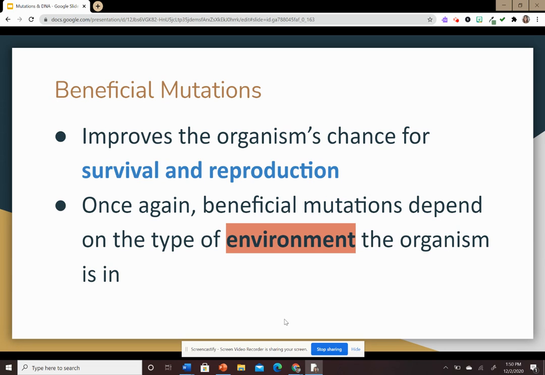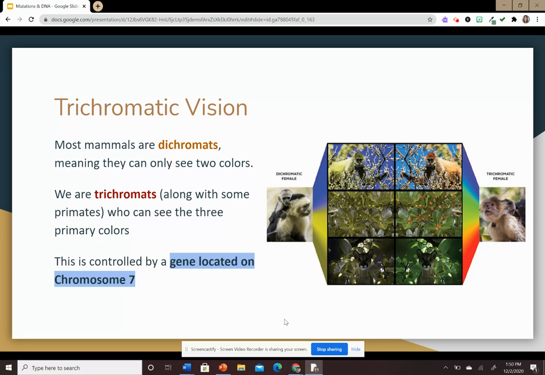And then, of course, there are beneficial mutations. This is going to help with survival, with reproduction. It's going to help you live longer. But again, remember, it really all depends on the environment. So the first one is trichromatic vision.